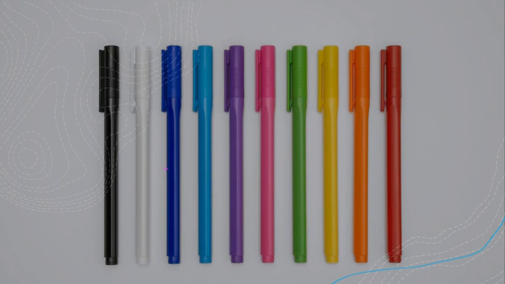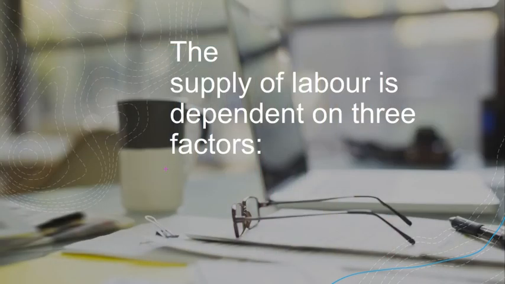The labor force is the number of people willing to work in the economy. The total number of hours that they are willing to work is the supply of labor. The supply of labor is dependent on three factors. 1. The size of the population. The larger the population, the larger the supply of labor, and the converse is also true.